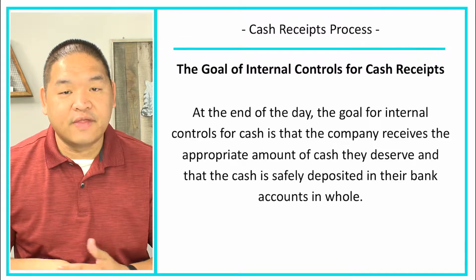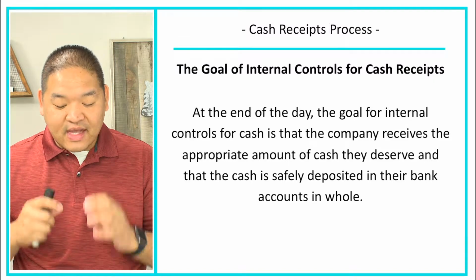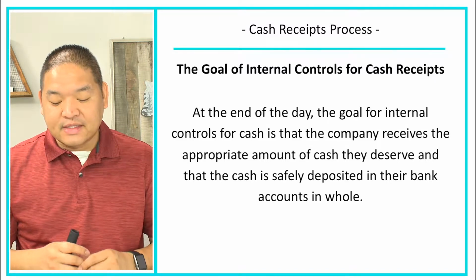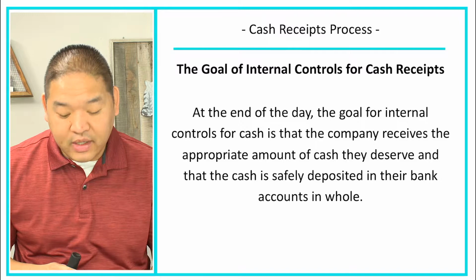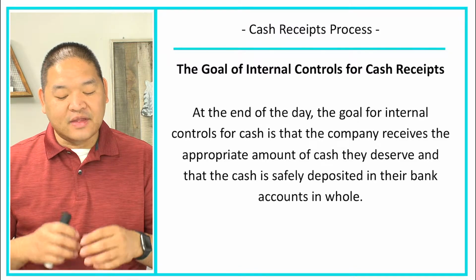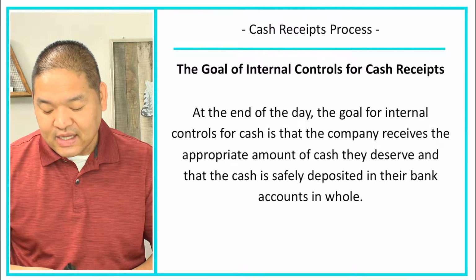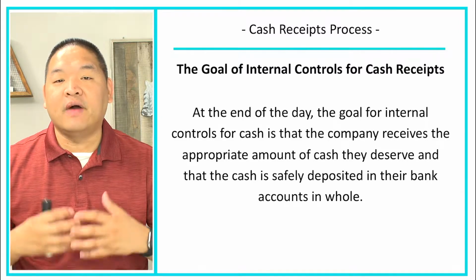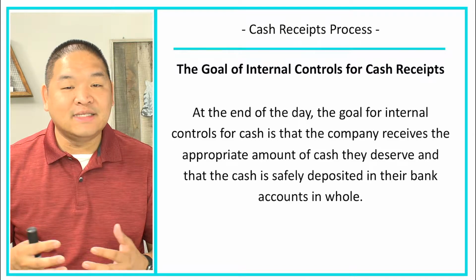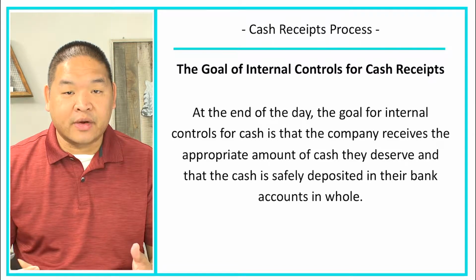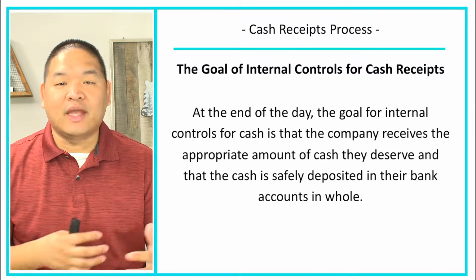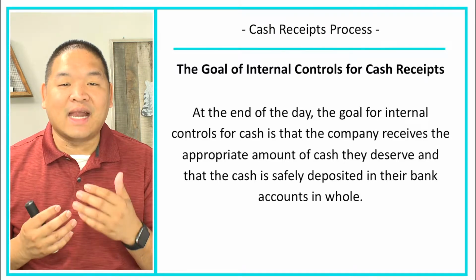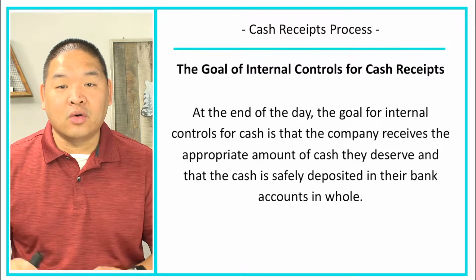What's the goal of the cash receipt process? Well, at the end of the day, the goal for internal controls for cash receipt is that companies receive the appropriate amount of cash they deserve and that the cash is safely deposited in their bank account in whole. So if the company is expecting to receive $100 in cash, the idea is that the company will receive $100 in cash. That cash will make it through its chain of command and get to the bank account and be deposited at $100. That's the goal at the end of the day.